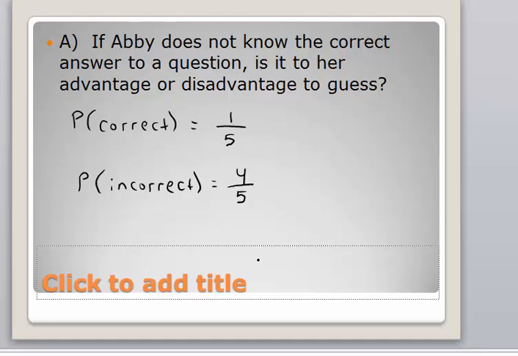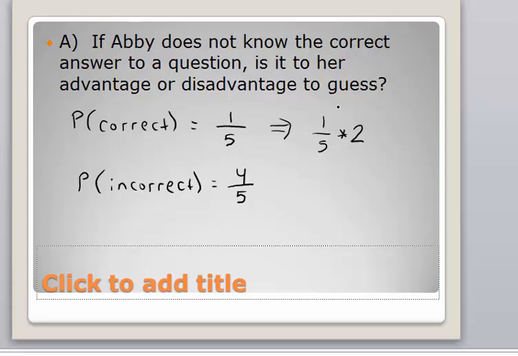Now, let's look at calculating her expectation. Remember, to calculate the expectation, we are going to multiply the probability times the outcome. For example, on the correct option, we're going to multiply 1/5 by 2. And we multiply by 2 because remember that she is awarded 2 points if she guesses correctly.